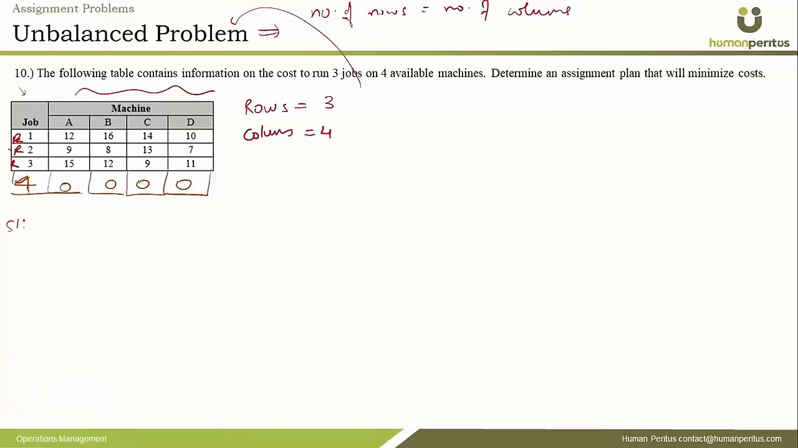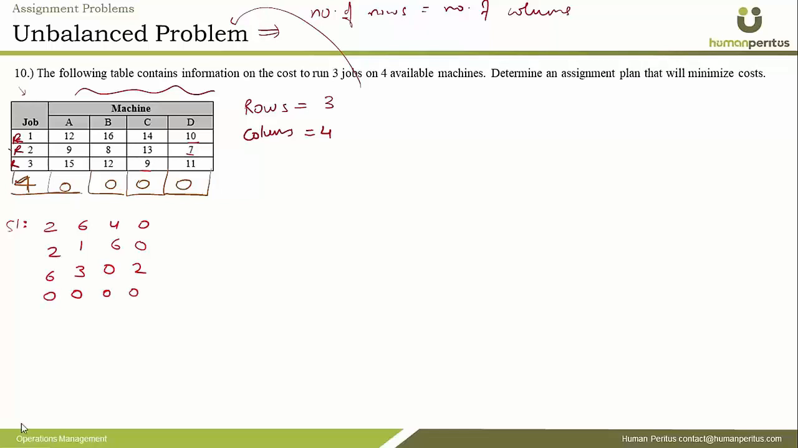Again, what is our step one? Our step one is row reduction. Let me first reduce the rows. As you can see, the minimum value here is 10, so we get 2, 6, 4, 0. Now the minimum value in this row is 7, so 2, 1, 6, 0. The minimum value in this row is 9, so we get 6, 3, 0, 2. In this row, what is the minimum value? 0. So we will straight away write 0 minus 0 is 0.